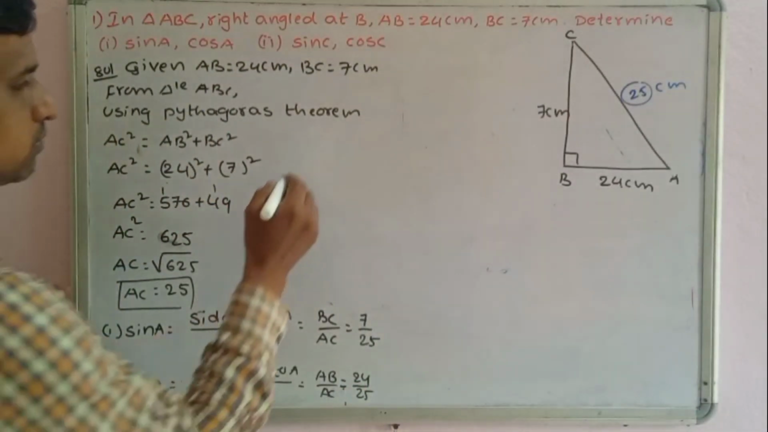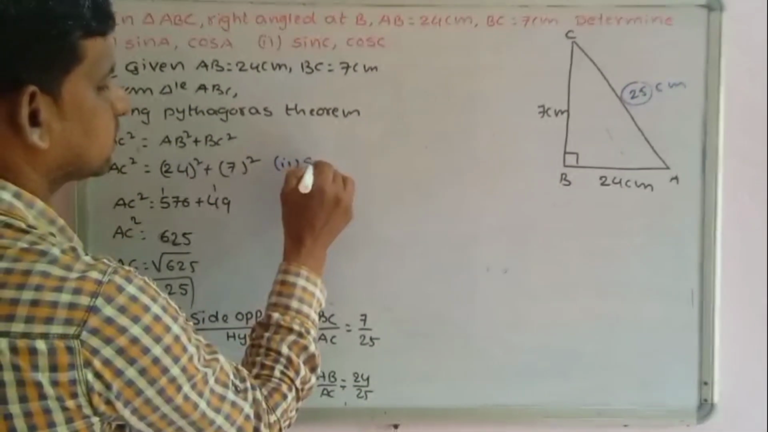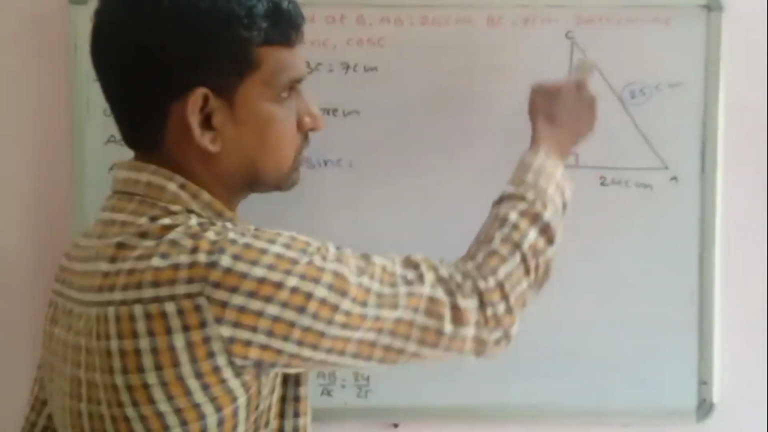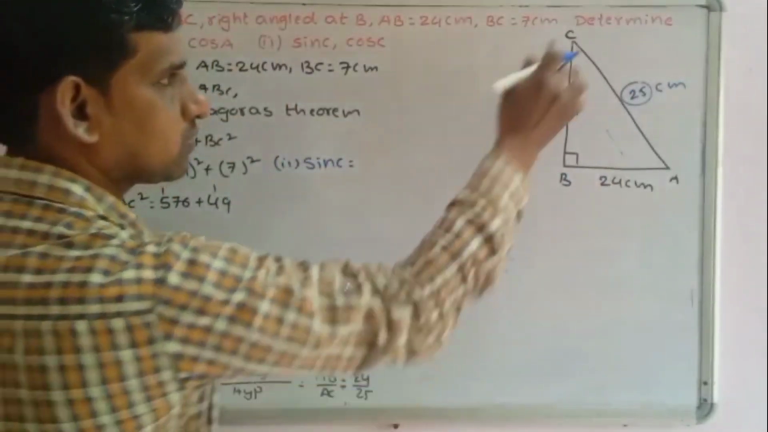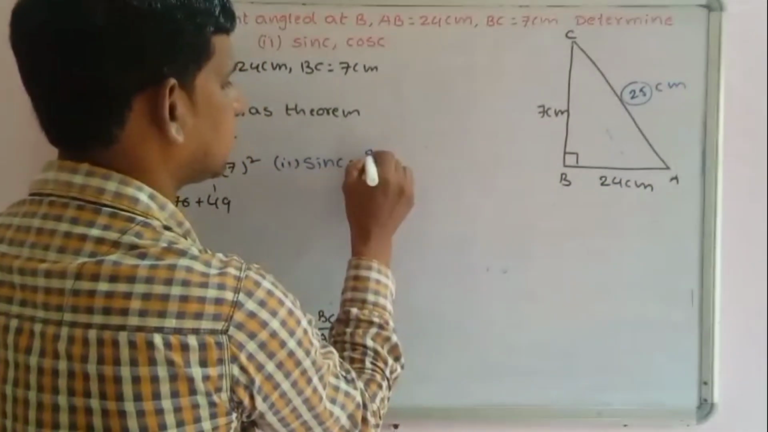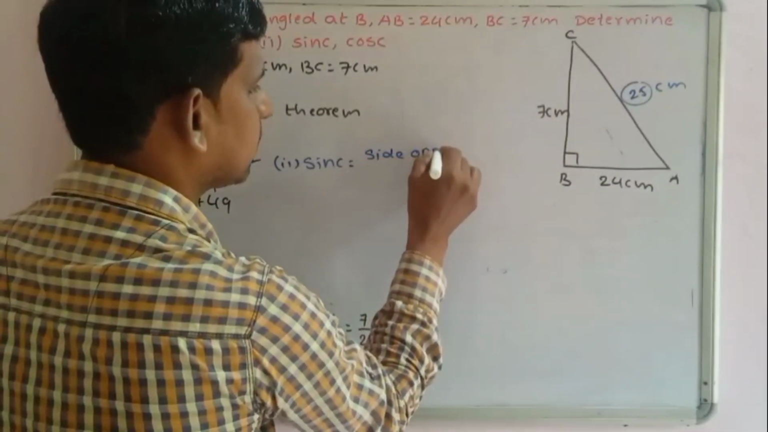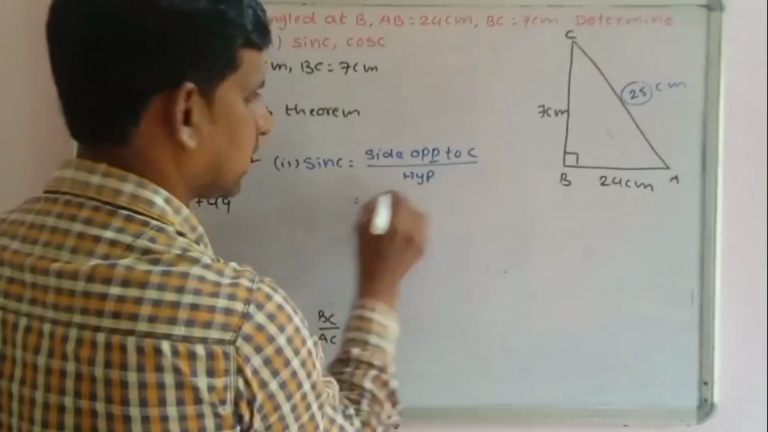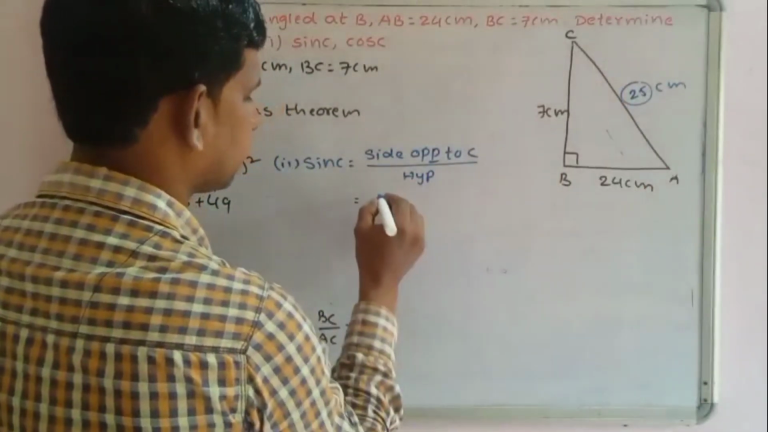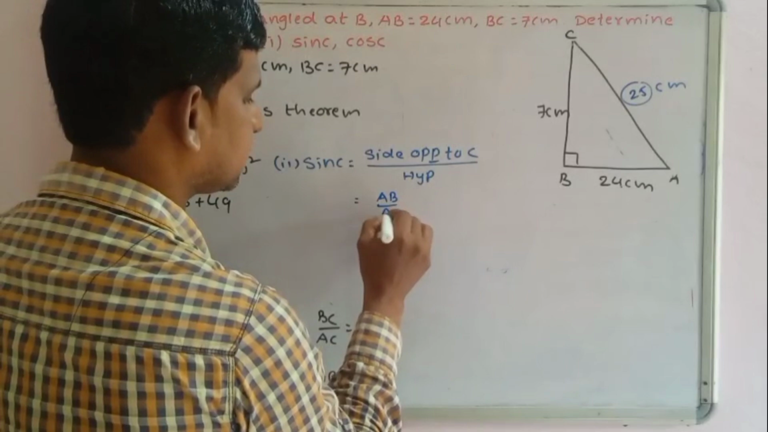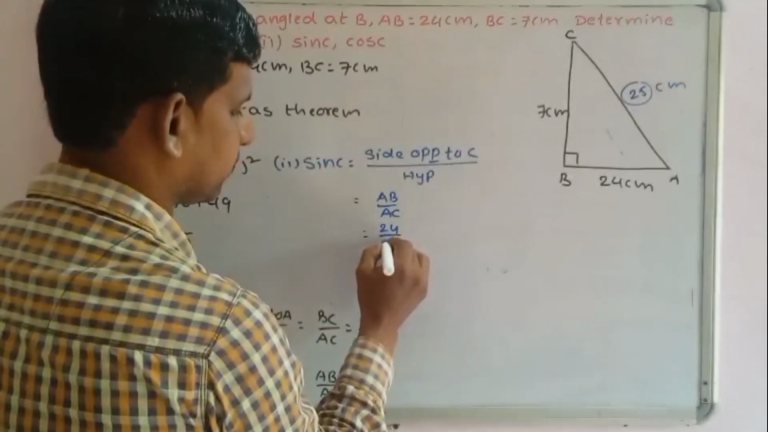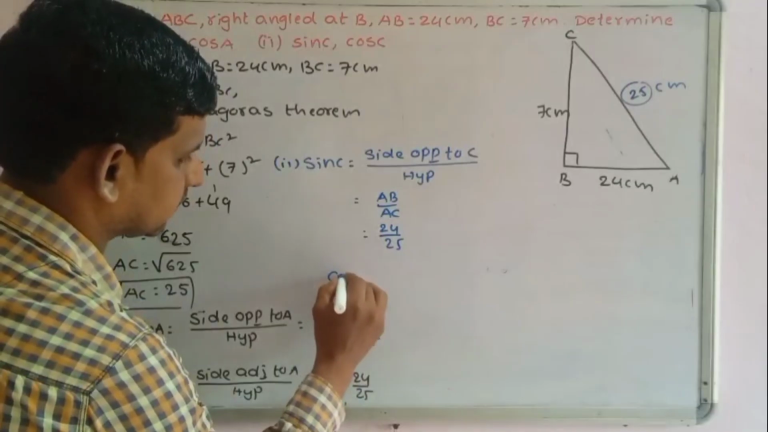Second one, sin C. Sin C means side opposite to C by hypotenuse. What is the side opposite to C? AB. Hypotenuse is AC. So AB value is 24, AC value 25.